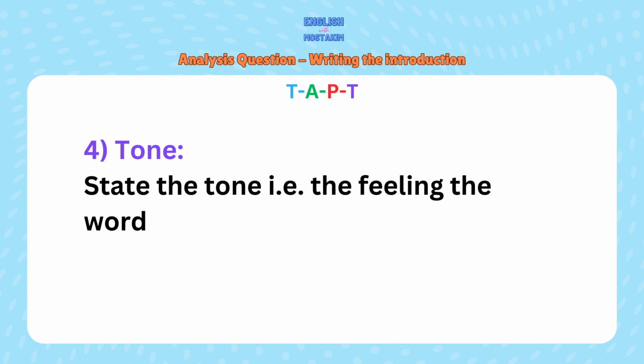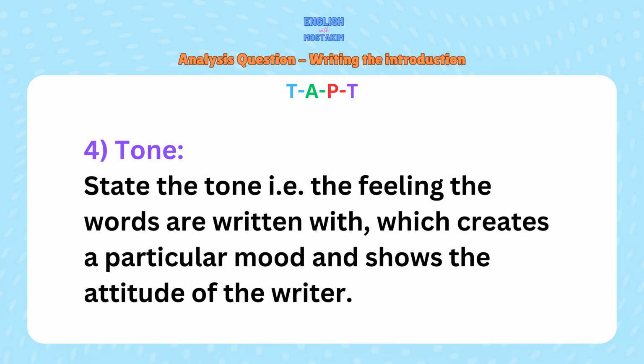And finally, we have to write down the tone. We have to state the tone, that is the feeling the words are written with, which creates a particular mood and shows the attitude of the writer. So we have to mainly find out what kind of a tone the writer is using. The tone can either be happy or sad, serious or funny, somber or lighthearted, emotional and cool, or passionate or logical, or a lot of things.